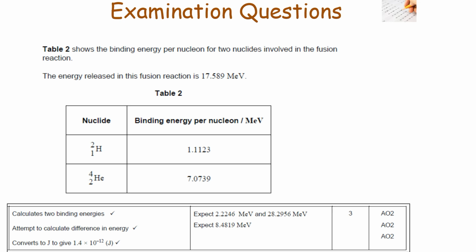It's also worth noting that the table shows us the binding energy per nucleon. So when we need to work out the total binding energy, remember to multiply the values in the table by the nucleon number. So for hydrogen you'd multiply it by 2, and for helium you'd multiply it by 4, because the helium has 4 nucleons and the hydrogen has 2.